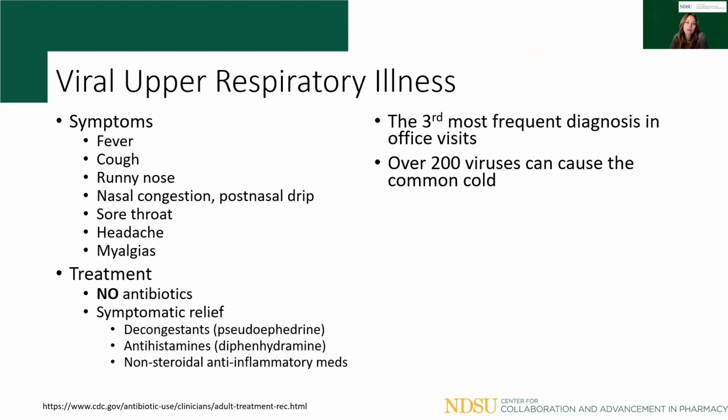Another thing we see is viral upper respiratory illnesses. It's the third most common frequent diagnosis in office visits. There's over 200 viruses that can cause the common cold. Very unspecific symptoms: fever, cough, runny nose, nasal congestion, sore throat, headache. All of those are in the upper part of your body. When we get all those, that's usually the common cold, and antibiotics are not going to help that.